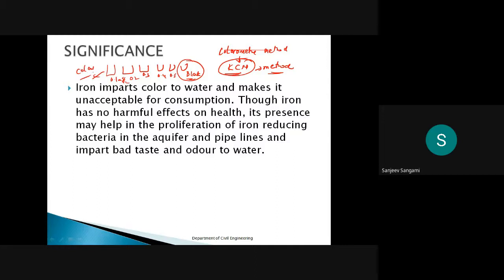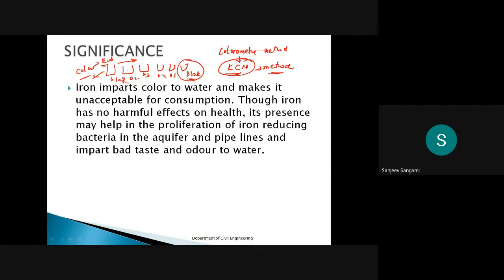Normally the color will be red. Once the color is developed, as the concentration increases from 0.1, 0.2, 0.3, 0.4, 0.5, from left to right, the color also increases. This one is a little lighter, then this is darker, and this is darker still. From left to right, you can see the increasing color of the standard solutions.